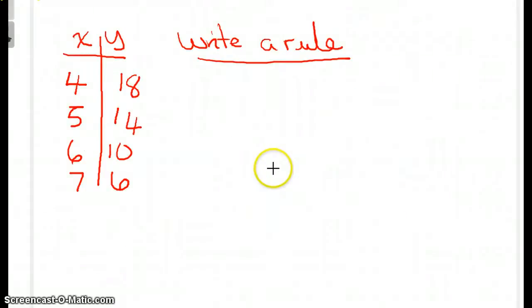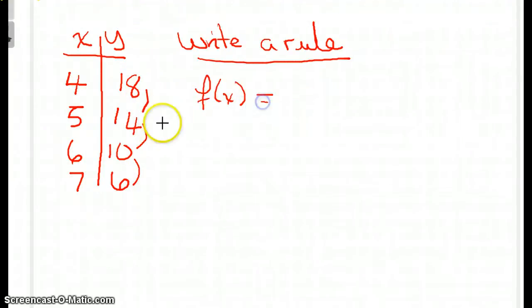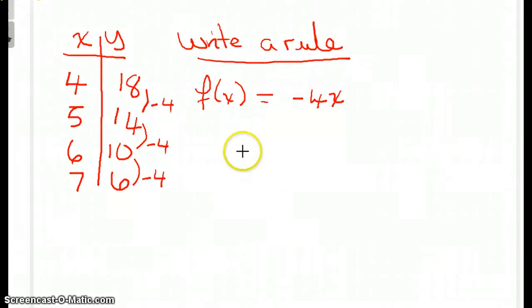Okay? Okay, so the first thing we're going to do is take a look. Are my values increasing or decreasing? Well, here it appears that every time my x increases, my y decreases. So my f of x looks like it's going to be -4, -4, -4. So I'm going to write -4x.